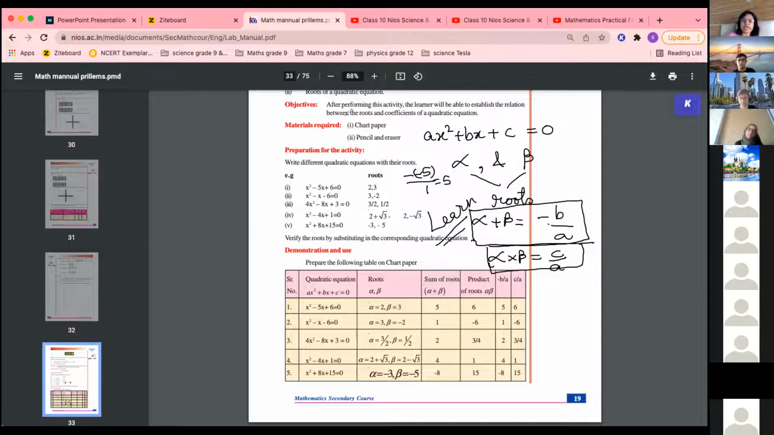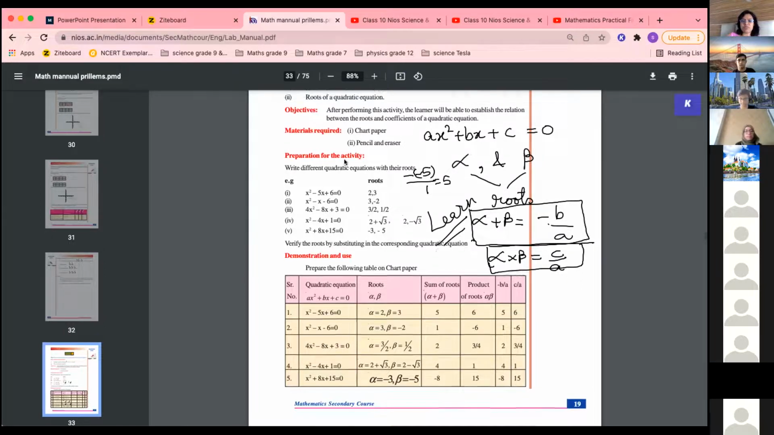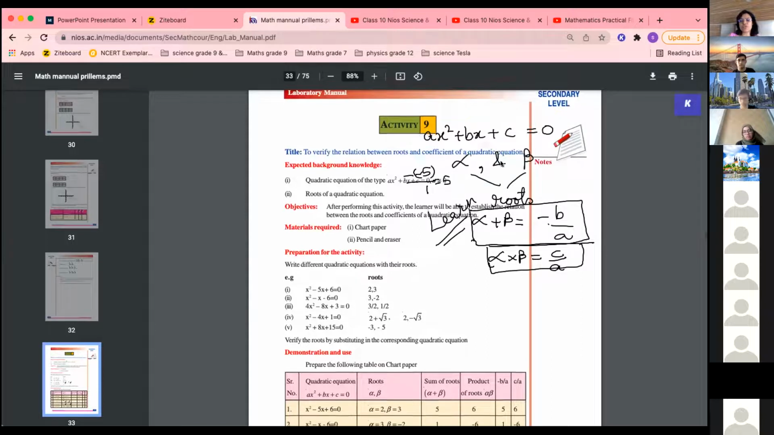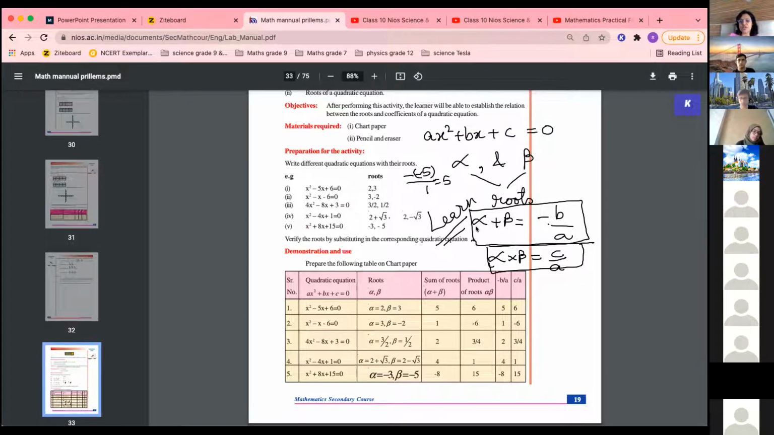So your aim here is to verify the relation between roots and coefficients of a quadratic equation. So please learn it. Sum of the roots is equal to minus b by a and product of roots is equal to c by a. I am teaching you this right now because if you get this type of question in the exam, you can do it. Okay, in case this concept comes, because I saw it in the practical, but it was not there in the theory part. So that is why better to be safe, learn it. Okay, so please make a note of this.